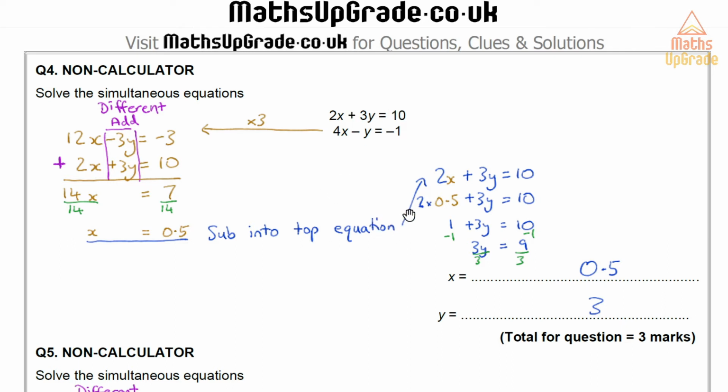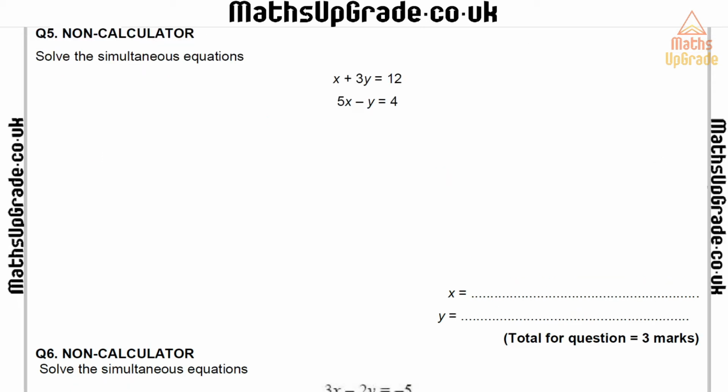That gives me 2 times 0.5 plus 3y equals 10. 2 times 0.5 is 1, so 1 plus 3y equals 10. I subtract 1 from both sides, I'll get 3y equals 9, and then divide by 3 to get y equals 3 for 3 marks.